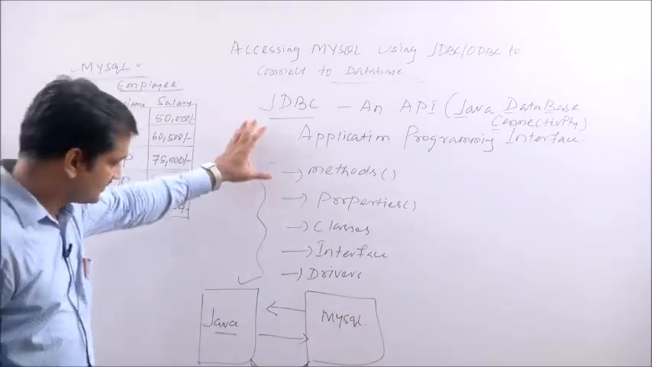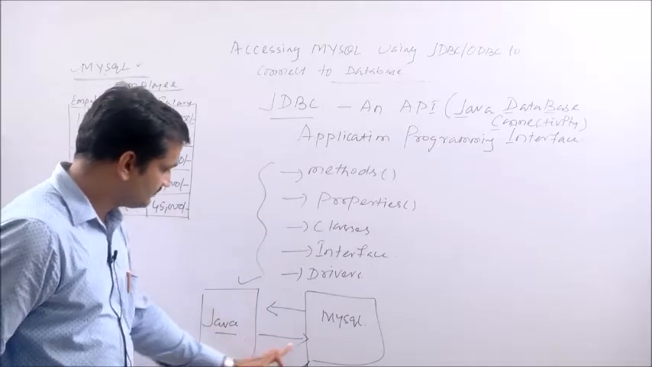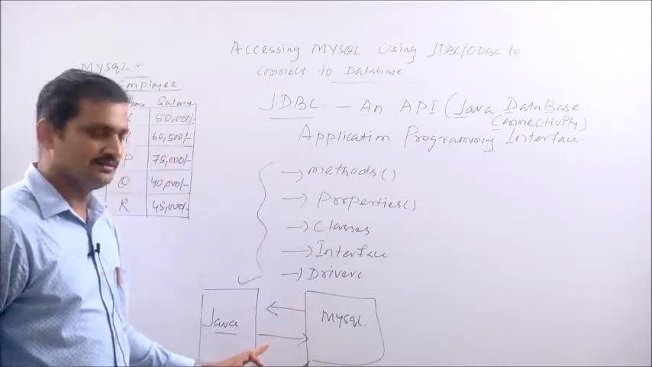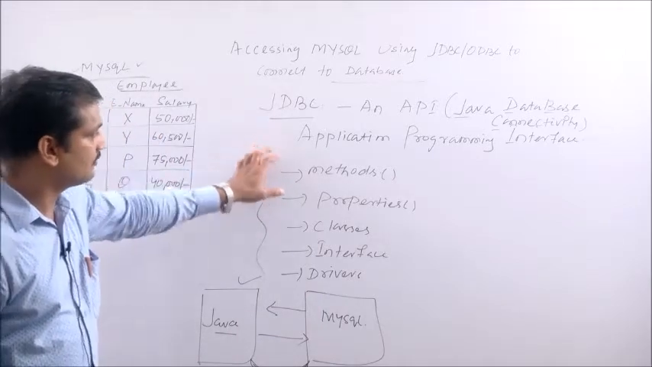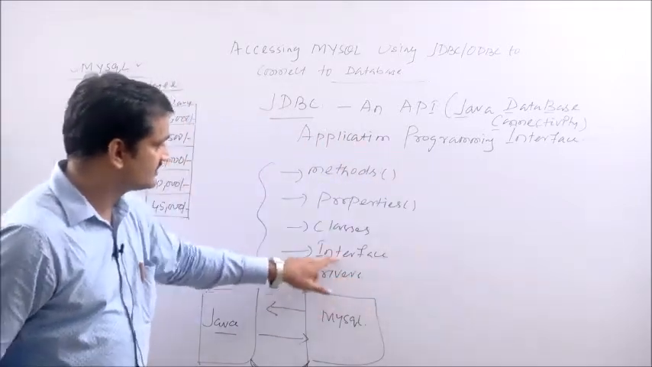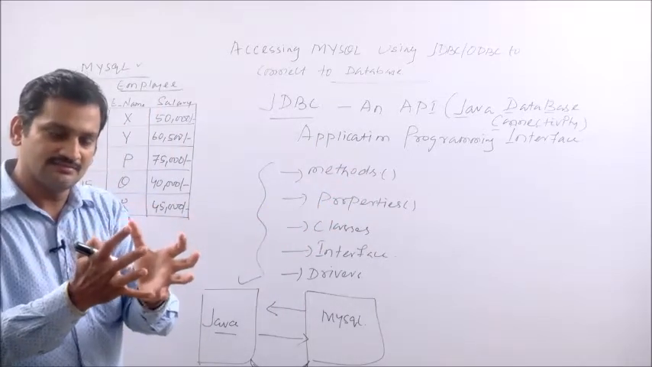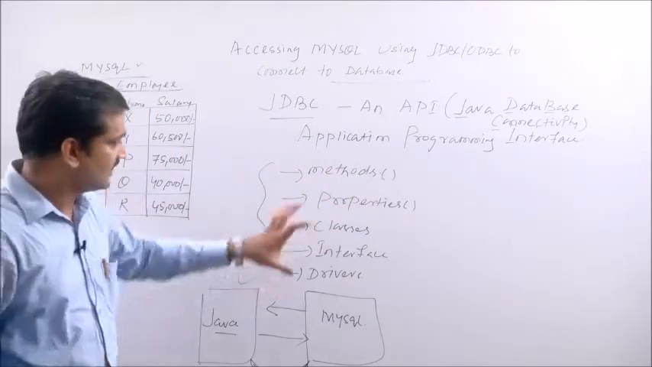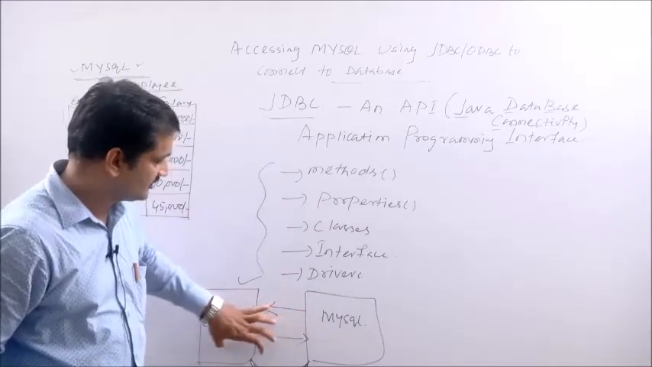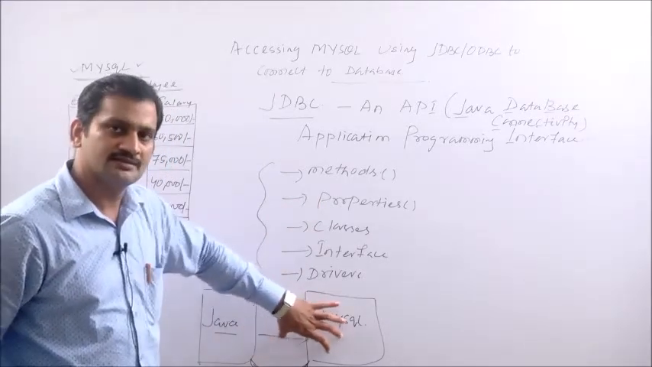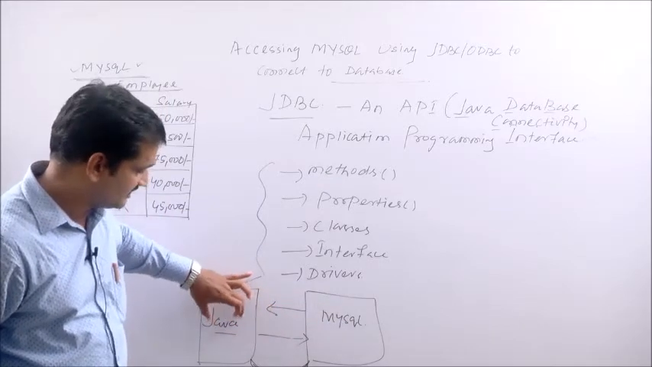So, to make a link between the application and the database, to make this communication possible, JDBC provides the API, with all these methods, properties, drivers, and interfaces. It makes a bundle, and they are all used to establish the connection and make the communication possible between the database and the application, that is Java here.